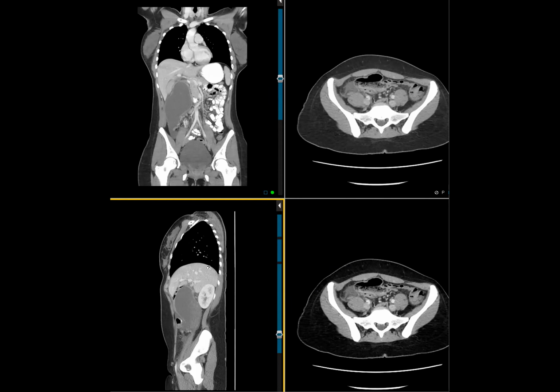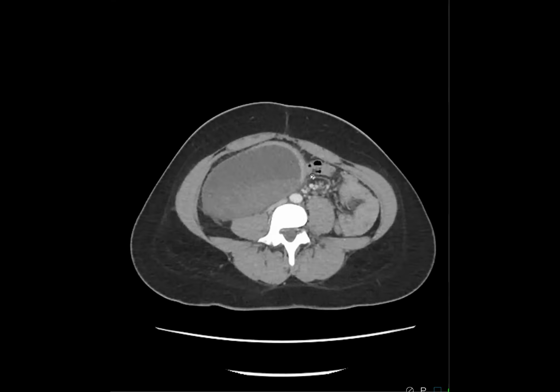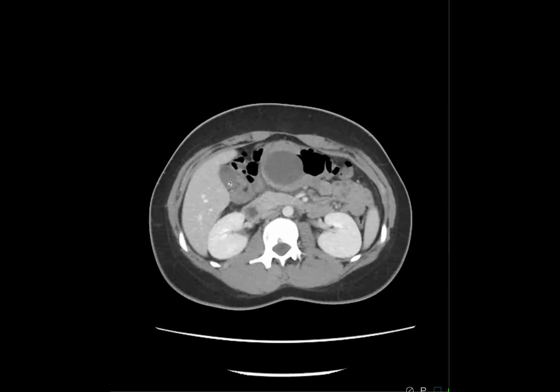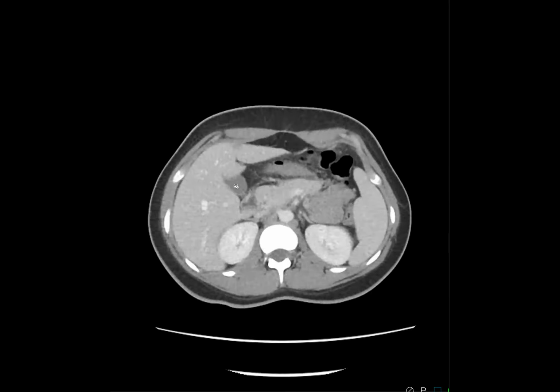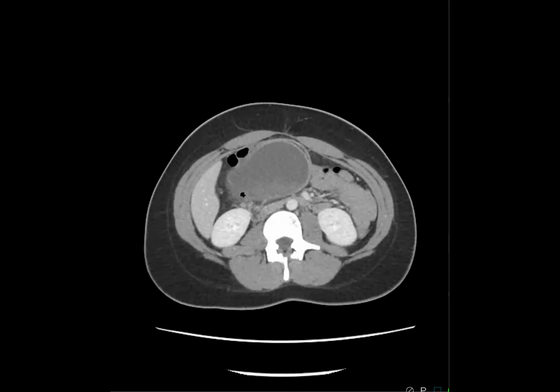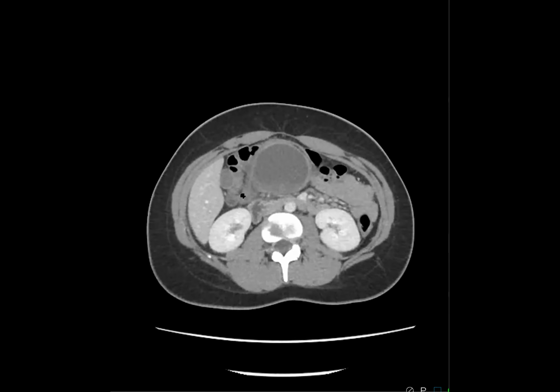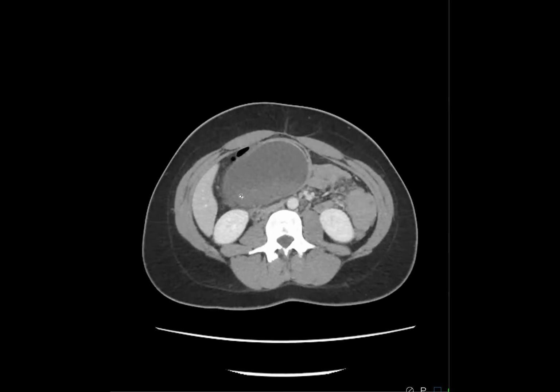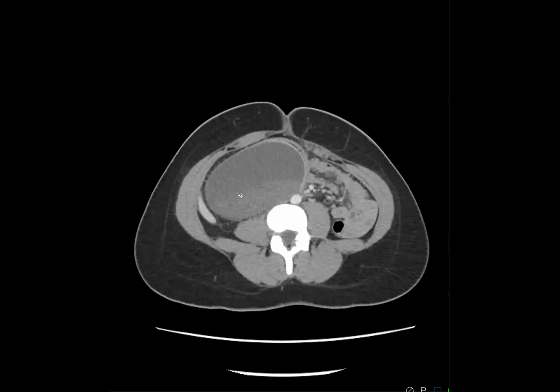Sorry, can you scroll up the axial again? There was a separate gallbladder, right? Let's see. Yes, we see a gallbladder. Okay, separate. I'm almost wondering if it's like a duplication cyst. Why do you think that? It looks like it's submucosal to some bowel loop there. Yeah, I think you're absolutely spot on.